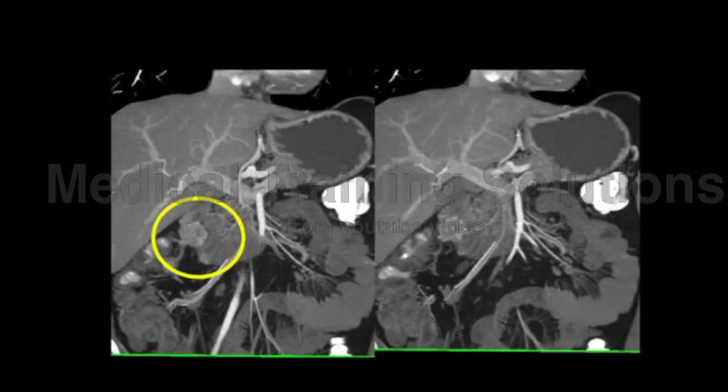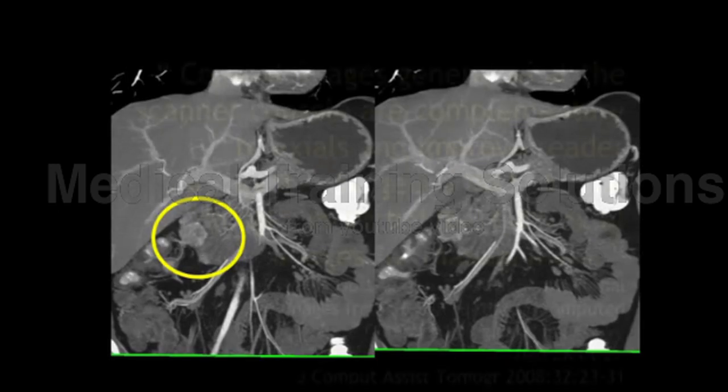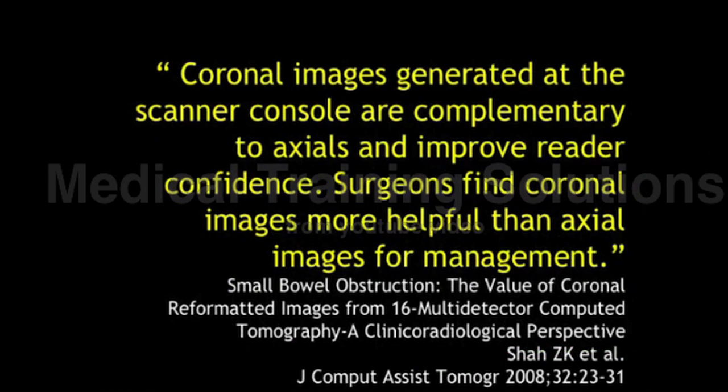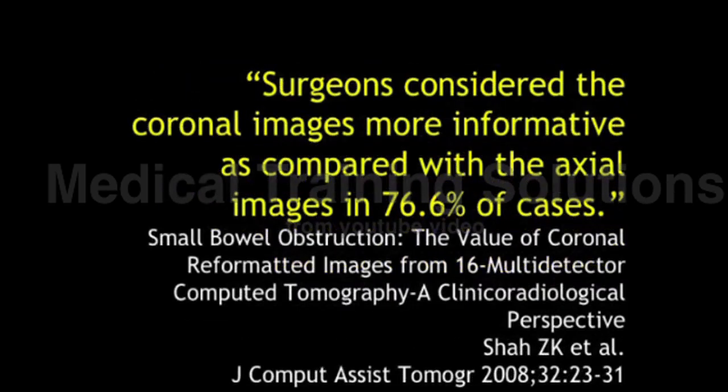Very, very nicely defined. Now, in terms of display, I always like to mention this article that looked at 16 slice, but the point is made. Coronal images are more appealing to the surgeons. They find them to be more helpful, and that was true in more than 76% of cases. So again, the display, I think, is helpful for the surgeons, but let's be honest, it's very helpful for the radiologists. So let's look at some examples where we use CT enterography.